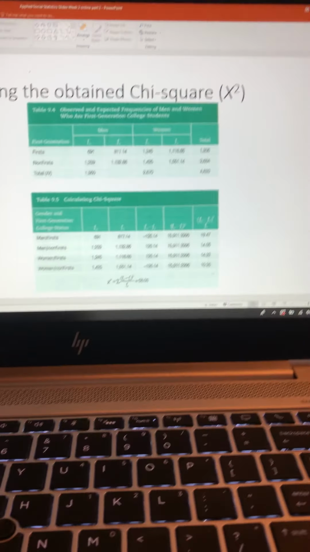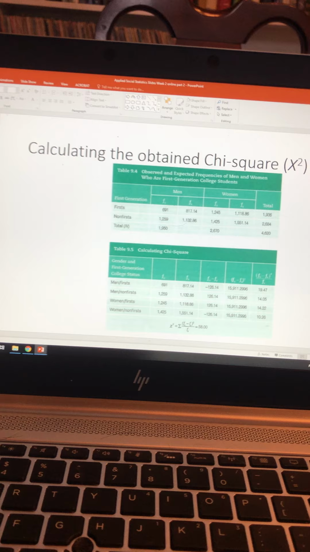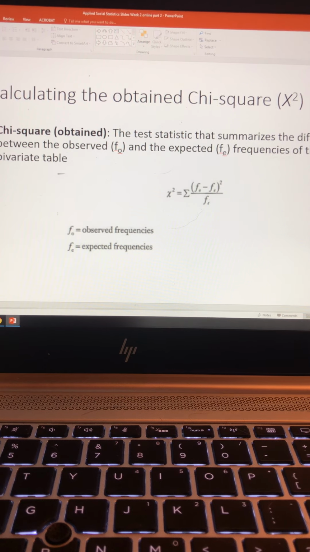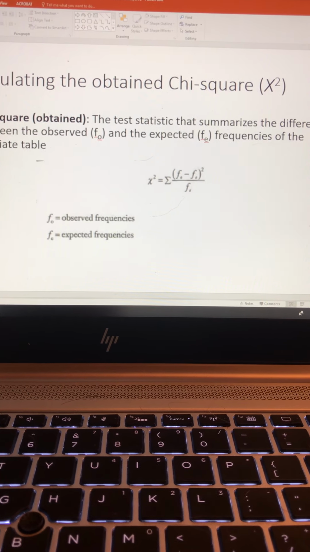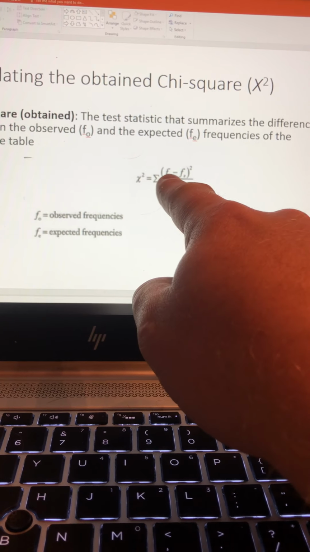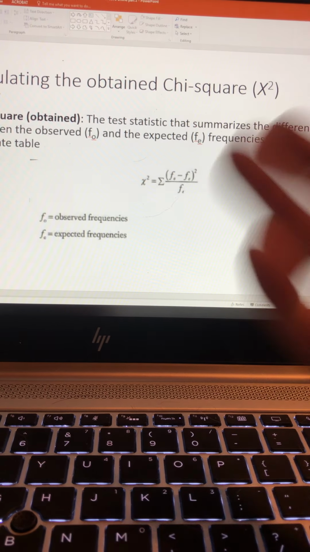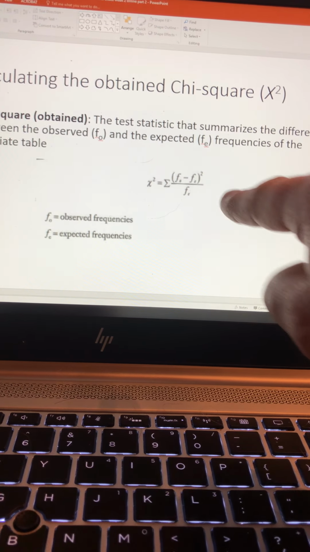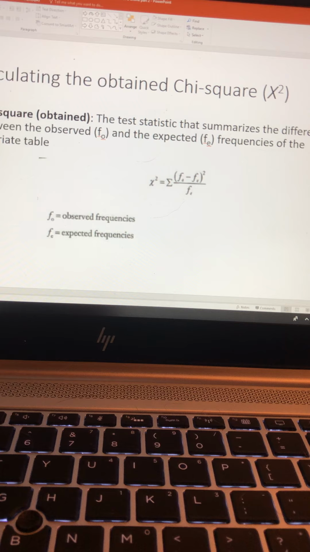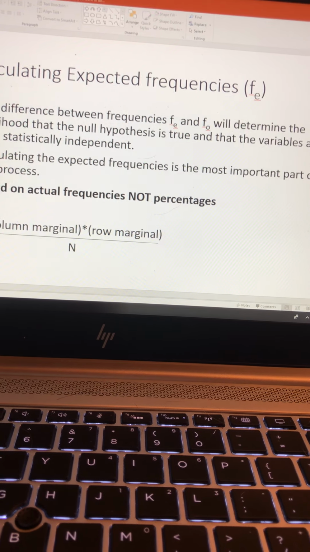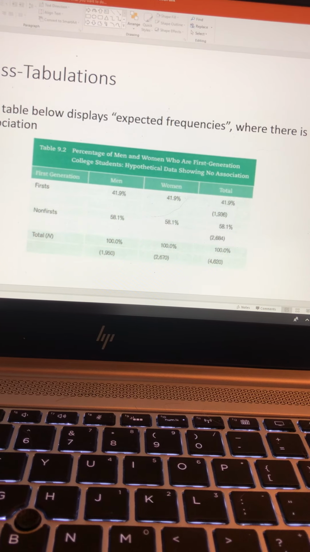Alrighty, so here's your second series on chi-squared analysis. Just to review a little bit, let's go back and look at our equation for obtaining the chi-squared. So chi-squared is equal to the sum of the differences between the observed and the expected frequencies squared, divided by the expected frequencies. Working back, remember, this is just a refresher.